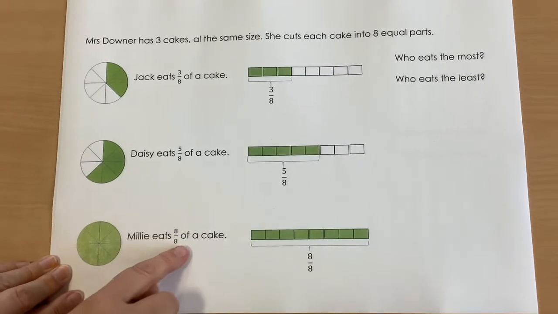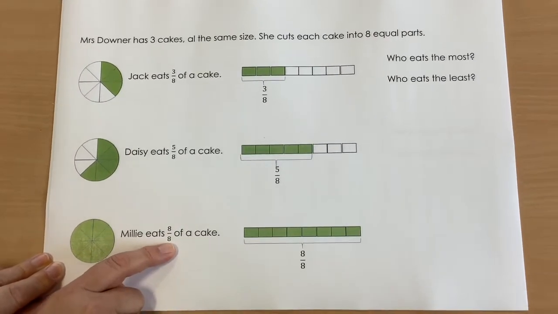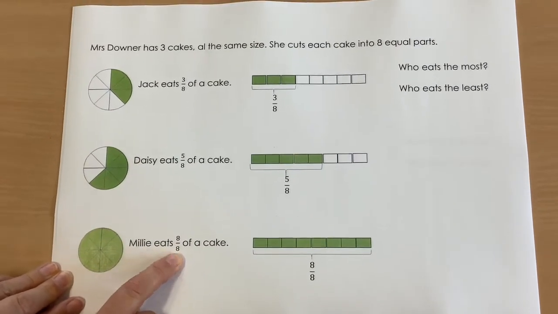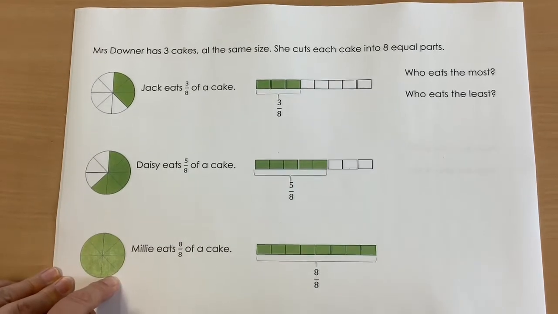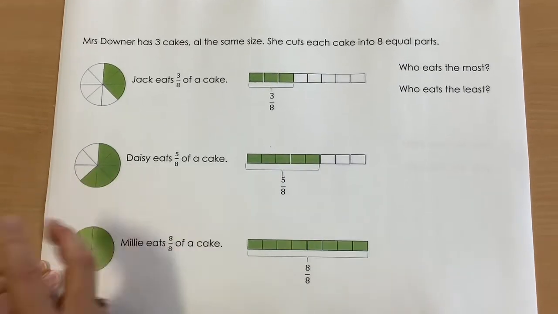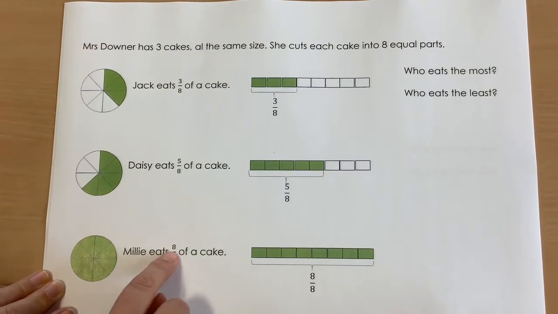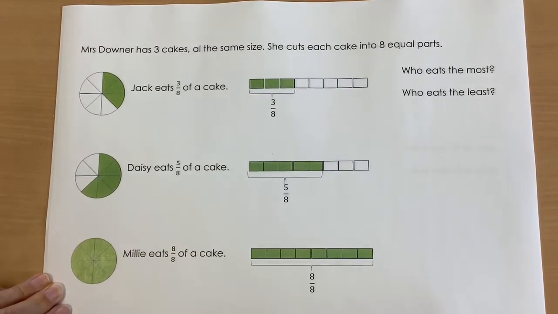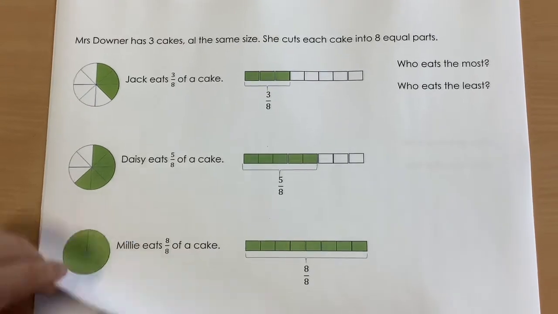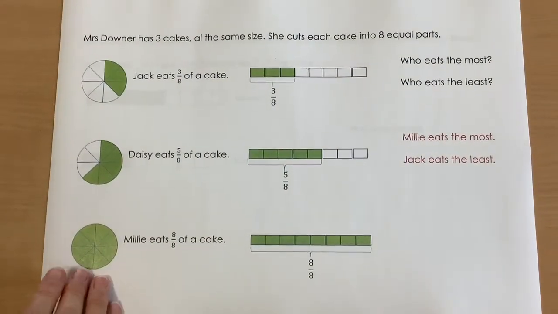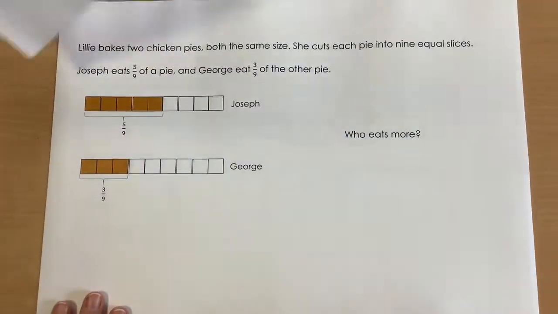So if we are looking at fractions where we have the same denominator, so the same number of equal parts, and the cakes or whatever the problem is suggesting are the same size, we look at the numerator to tell us which is the most or which is the least. That's just the answers, we don't need that one.